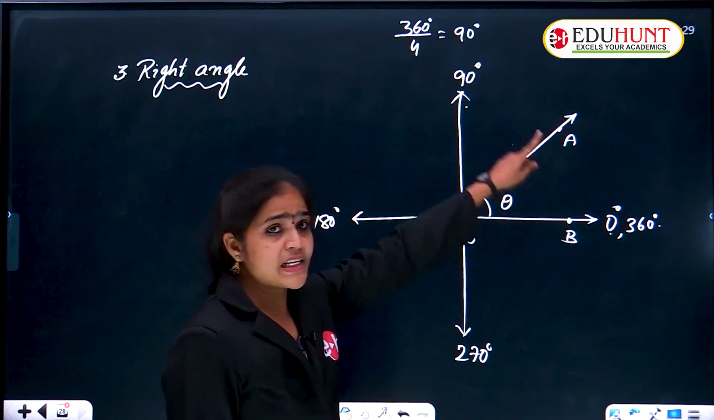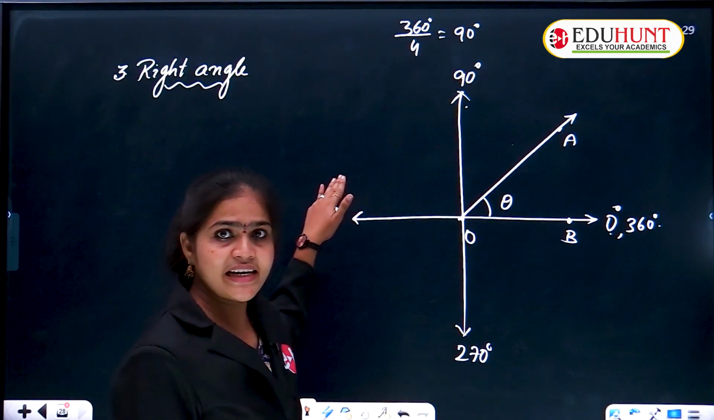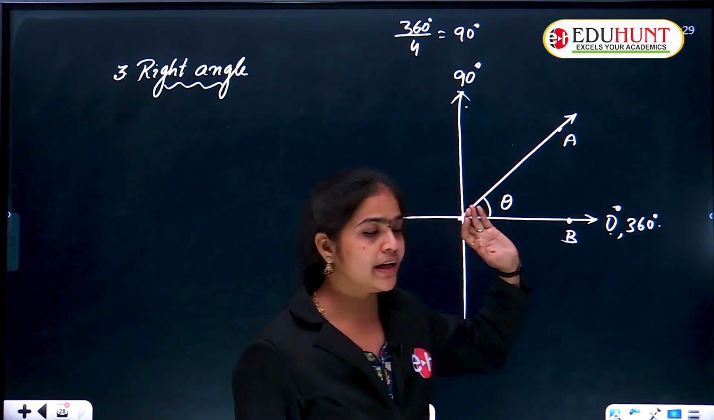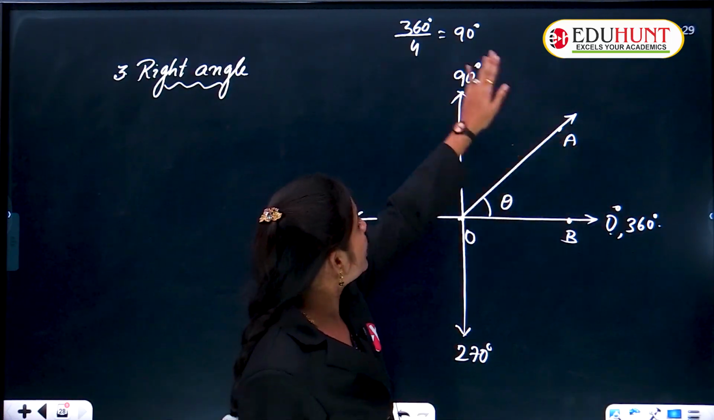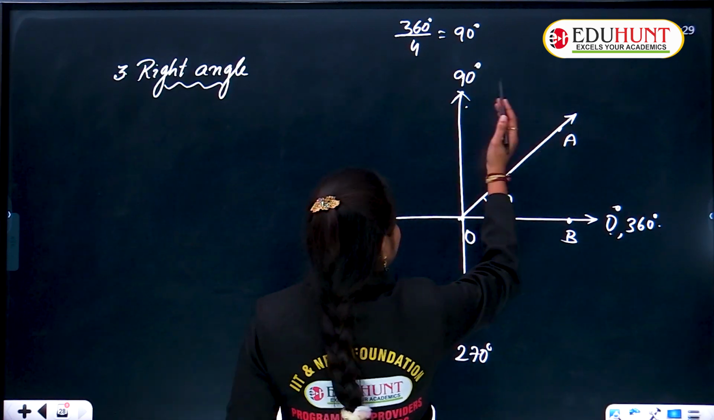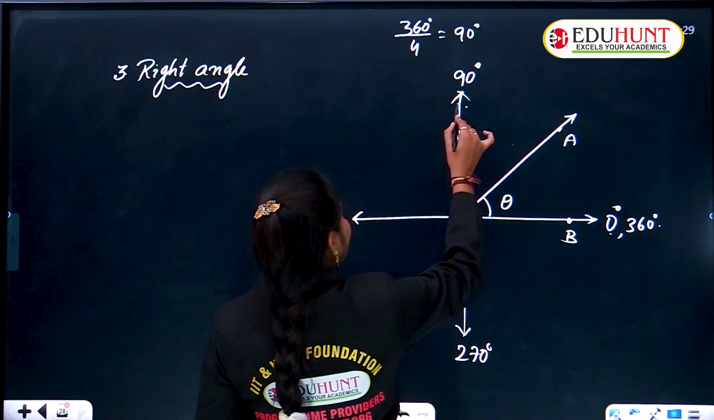See that, 0 plus 90 is 90. 90 plus 90 is 180. 180 plus 90 is 270. 270 plus 90 is 360. Now the angle that lies in between 0 and 90 degrees is called an acute angle. I told you that. Now this angle coincides with 90 degrees here.